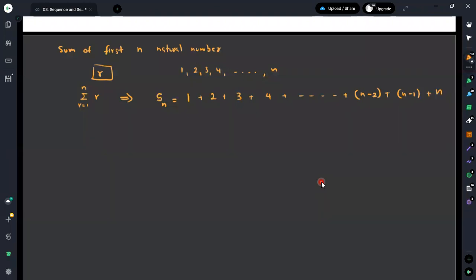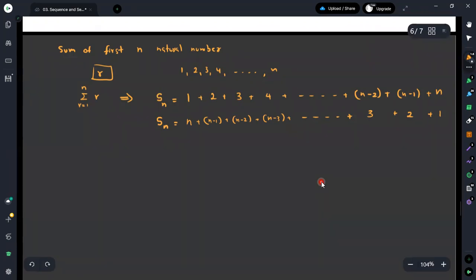Therefore, we are going to use the reverse writing method. We can write down the same series, but now the last term comes first, and the first term goes last. Starting from n, we write n plus the next term n minus 1, then the third n minus 2, then n minus 3, and likewise. Then the last term is 1, the one before last is 2, and the two before last is 3. In this way we have written out the series.